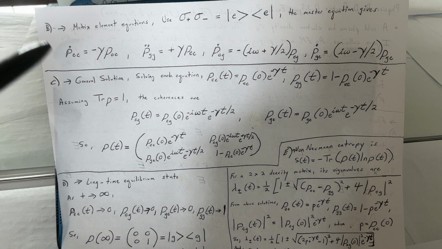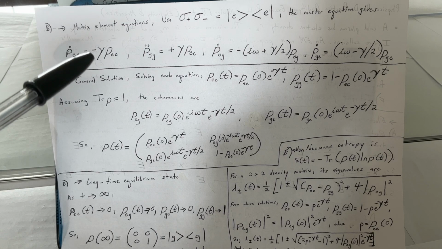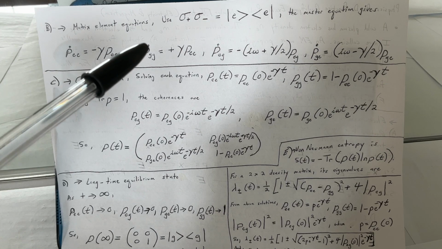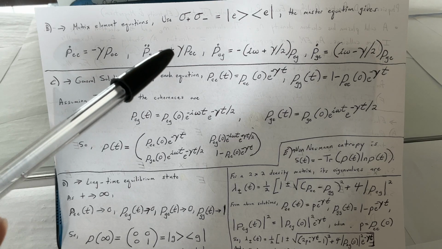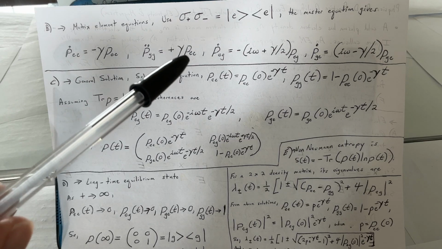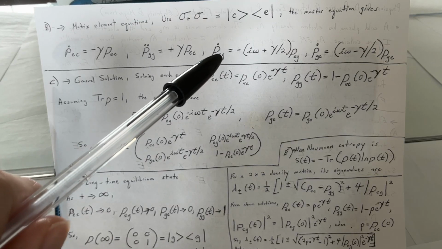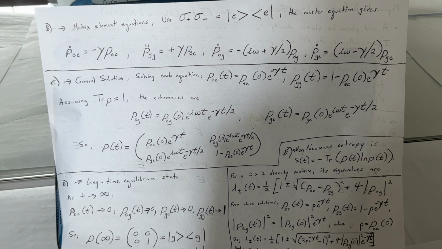For the following, we have rho dot sub EE equals negative gamma rho sub EE. And then we have rho dot sub GG equals plus gamma rho sub EE. Rho dot sub EG equals negative parentheses i omega plus gamma over 2, close parentheses, rho sub EG, and then rho sub GE dot equals parentheses i omega minus gamma over 2, close parentheses, rho sub GE. And pardon me if I mispronounced anything there, sorry.